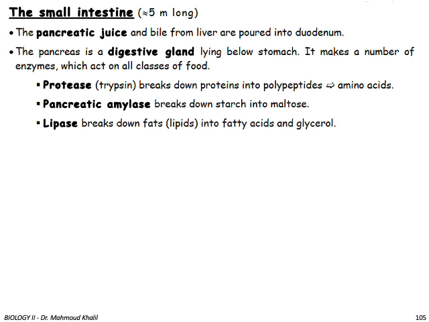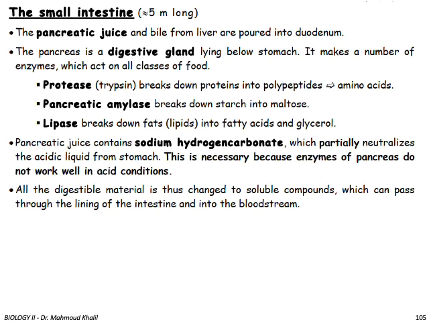and the lipase. The protease here is called trypsin, which breaks protein into polypeptides, followed by amino acids. The pancreatic amylase, of course, breaks down starch into maltose, while the lipase breaks down fats, lipids, into fatty acid and glycerol. This pancreatic juice contains as well sodium hydrogen carbonate, which is particularly important in neutralizing the acid coming from the stomach. This is necessary because the enzymes working in the small intestine must work in alkaline medium and do not work well in acidic conditions.